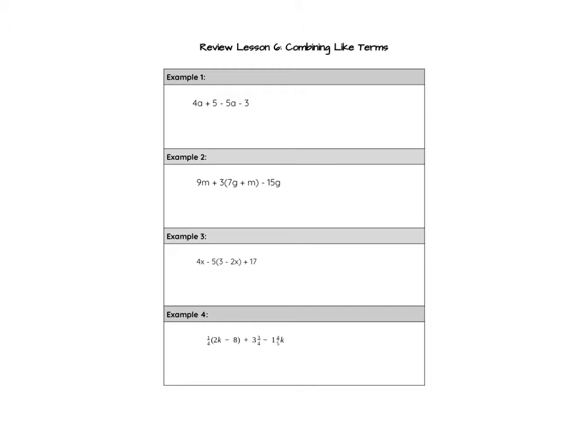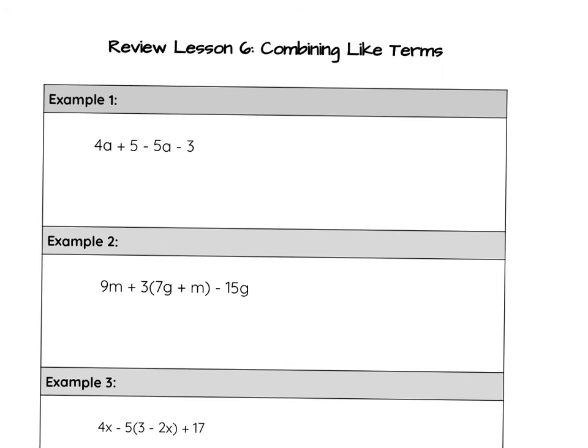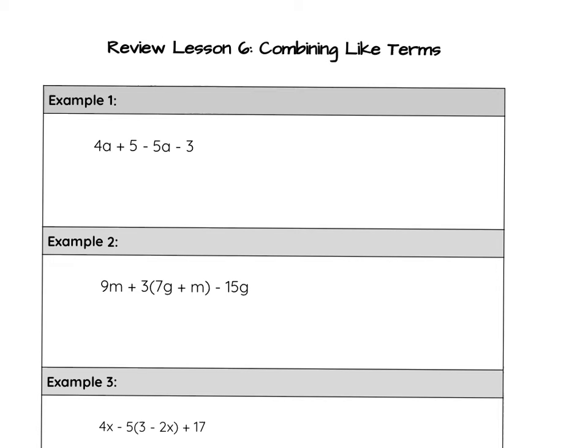So starting with example 1, we have 4a plus 5 minus 5a minus 3. So from here, what I always had you do was I had you split up your expression, not equation, into boxes, starting with the last term. Each term needs a sign in front. So the 3 needs the negative in front, then you draw the line. 5a needs a negative, and so on.